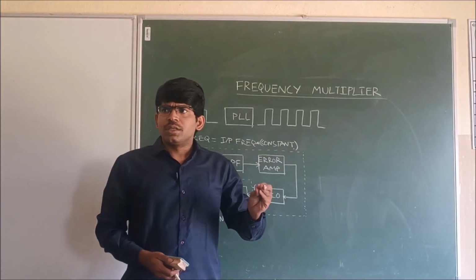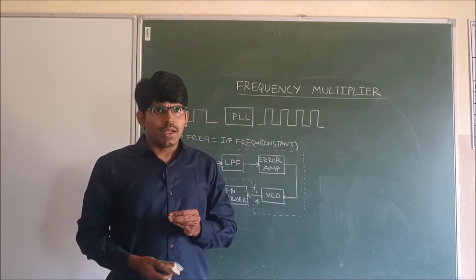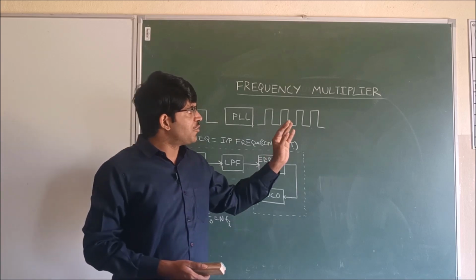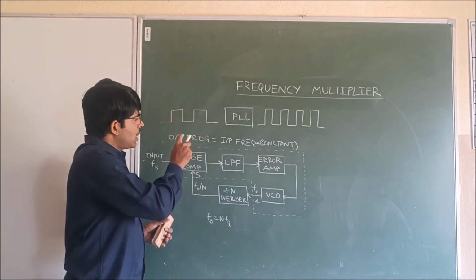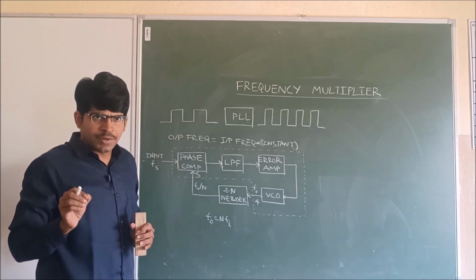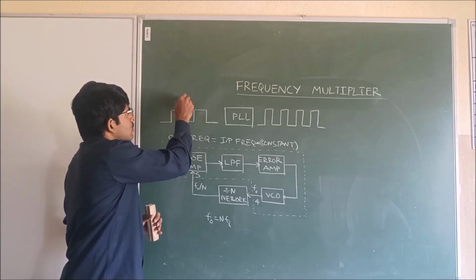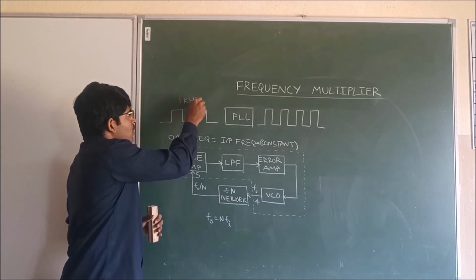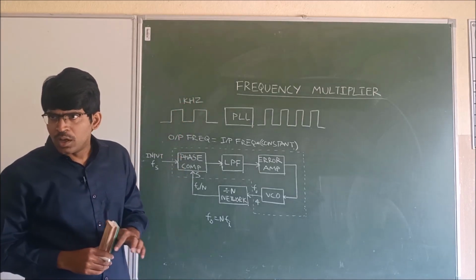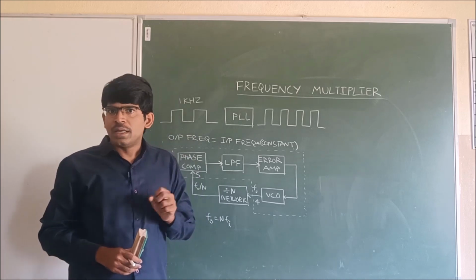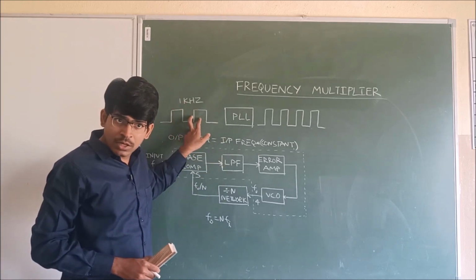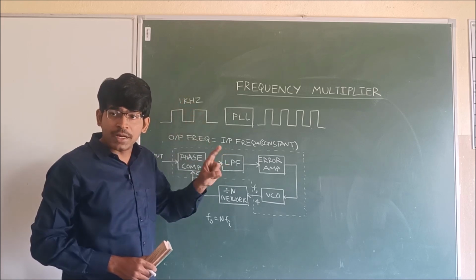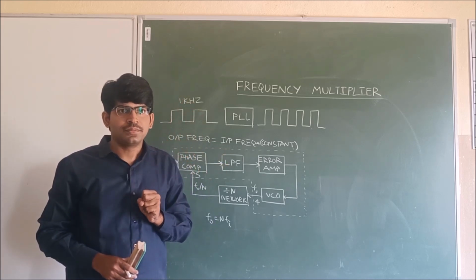We have already discussed the applications of the PLL. PLL can be used as a frequency multiplier. Example, if the input signal frequency is 1 kilohertz. 1 kilohertz means this signal is repeating 1000 times per a single second.